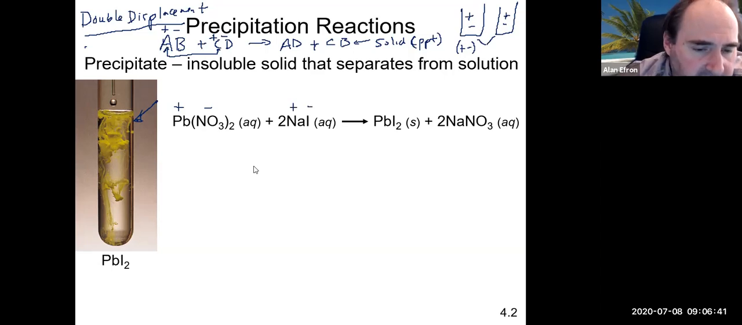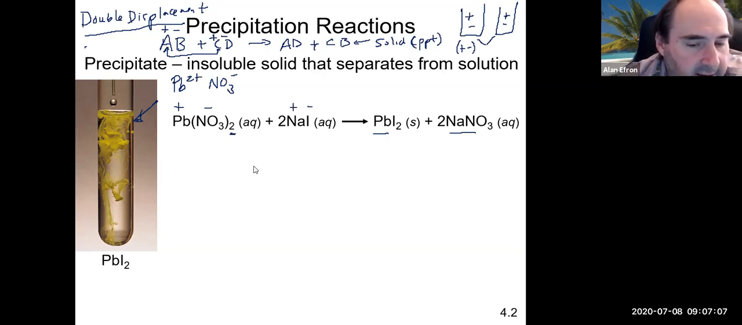And again, what's going to happen here is these guys are going to switch partners. So when you think about what's on this side, you want to think about these guys in their basic units. The basic unit of this guy is lead with a +2 charge. The basic unit of NO3 is nitrate. And you can see at this point, even though it has a 2, I don't really care about it at this point. Over here, the basic unit of this guy is a sodium with a +1 charge and an iodide with a -1 charge.